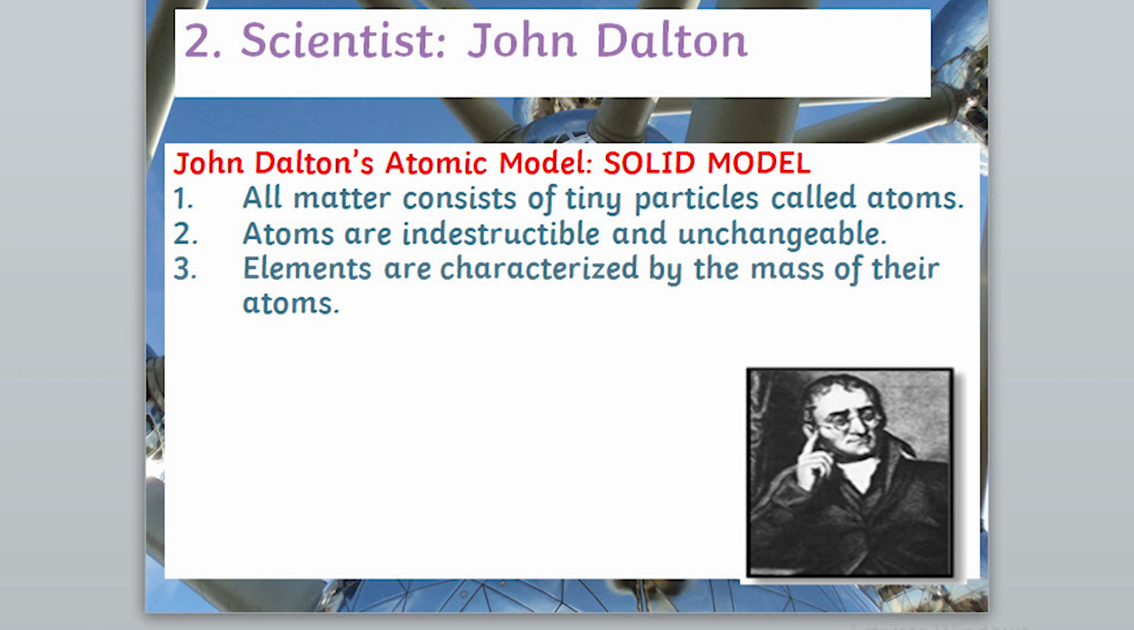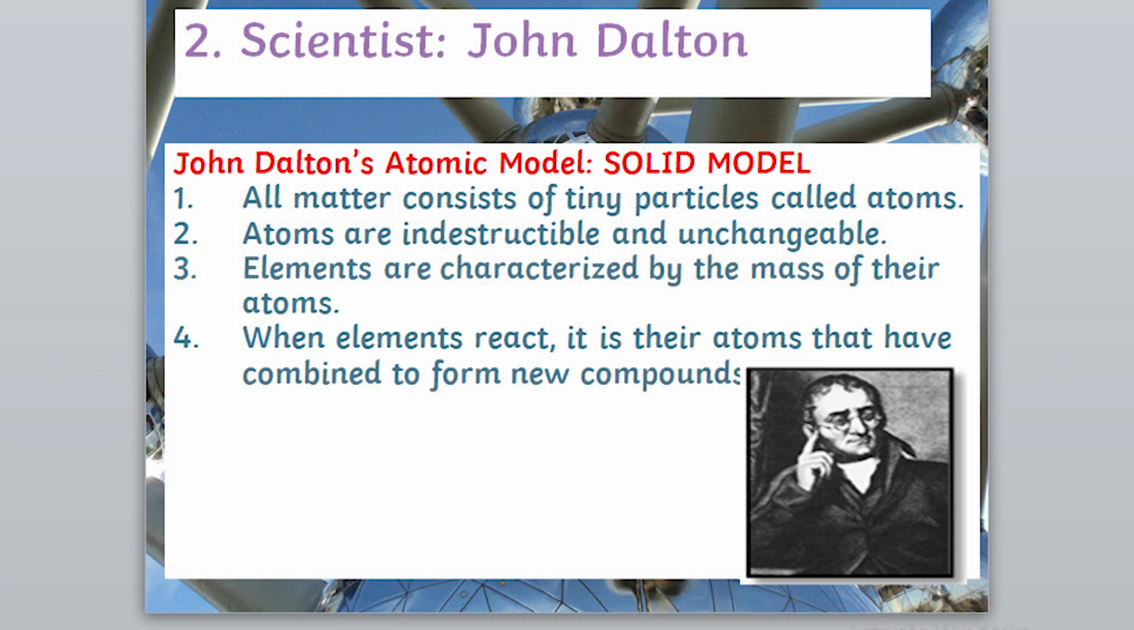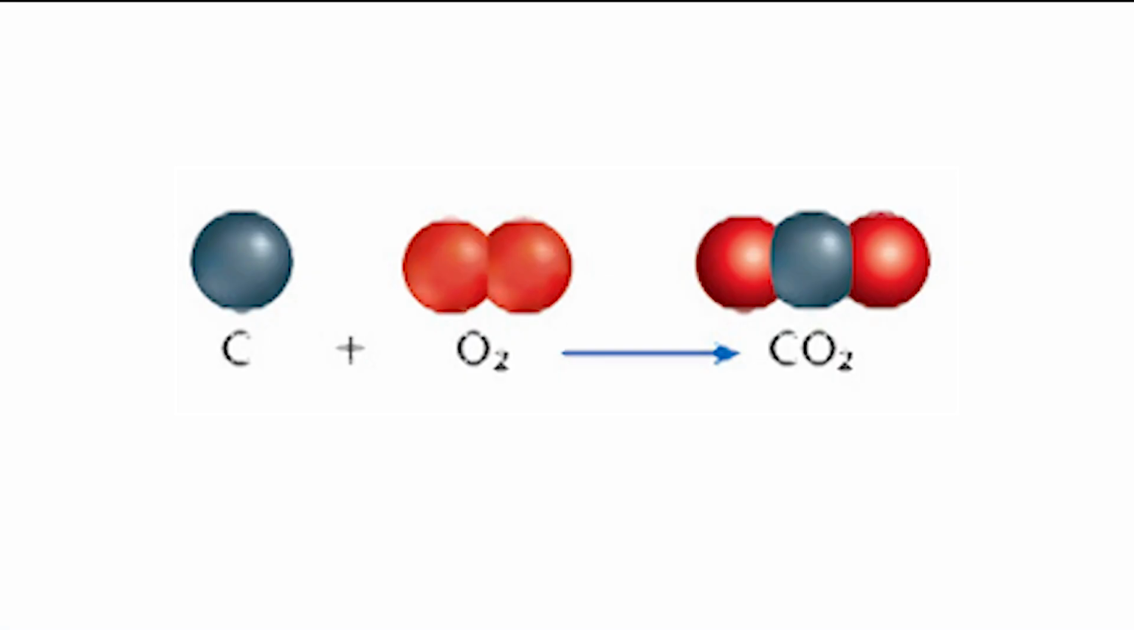Elements are characterized by the mass of their atoms. When elements react, it is their atoms that have combined to form new compounds. As an example, when we say that charcoal reacts with oxygen during combustion, they are the carbon atoms of charcoal which are reacting with the atoms of oxygen to give carbon dioxide.